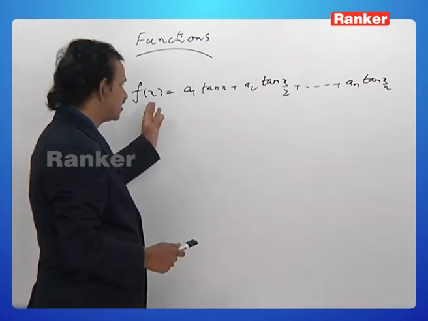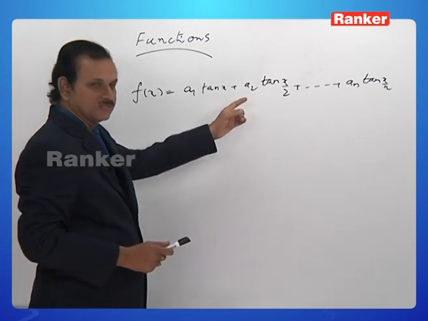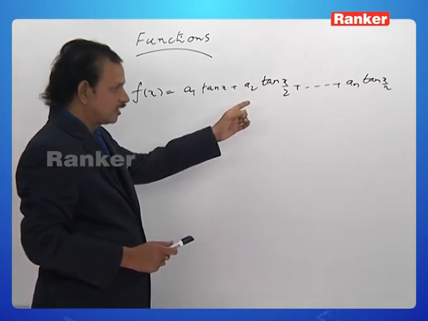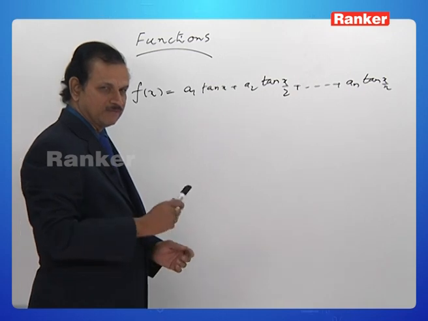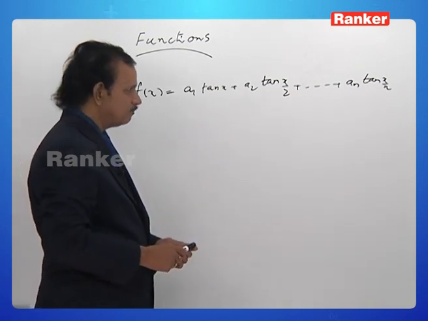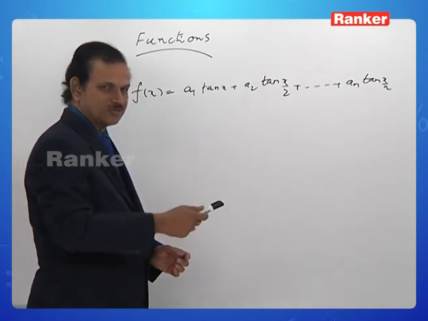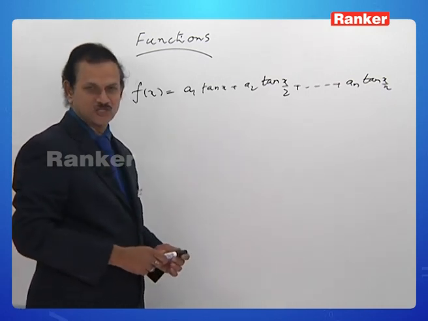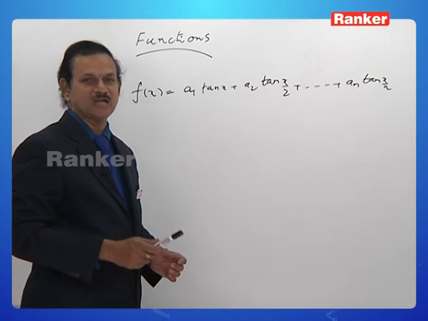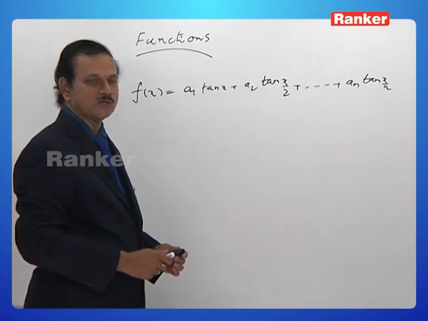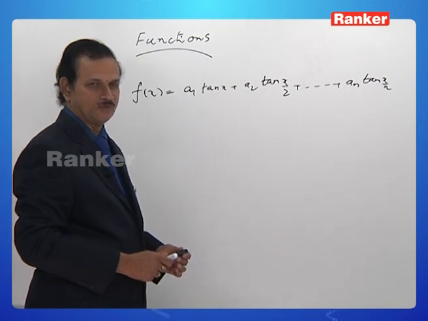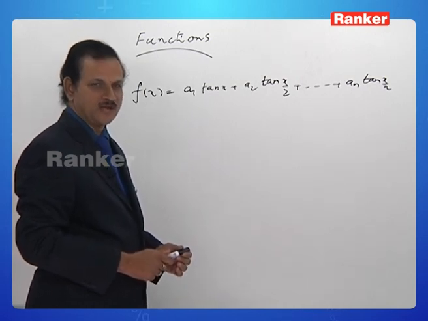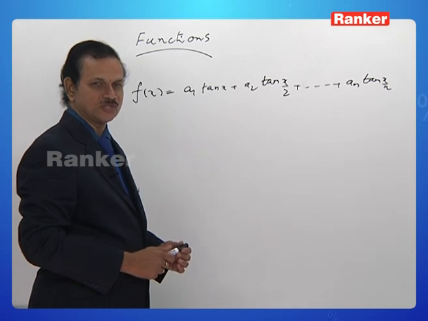What is f'(x) actually? a1 sec² x + a2 into half into sec²(x/2) + a3 into 1/3 into sec²(x/3) and so on, plus an into 1/n into sec²(x/n). Thereby, what becomes of the nature of f'(0)? It is nothing but the question asked, that is |a1 + a2/2 + a3/3 and so on + an/n|. So, we have to take the decision to find |f'(0)|.